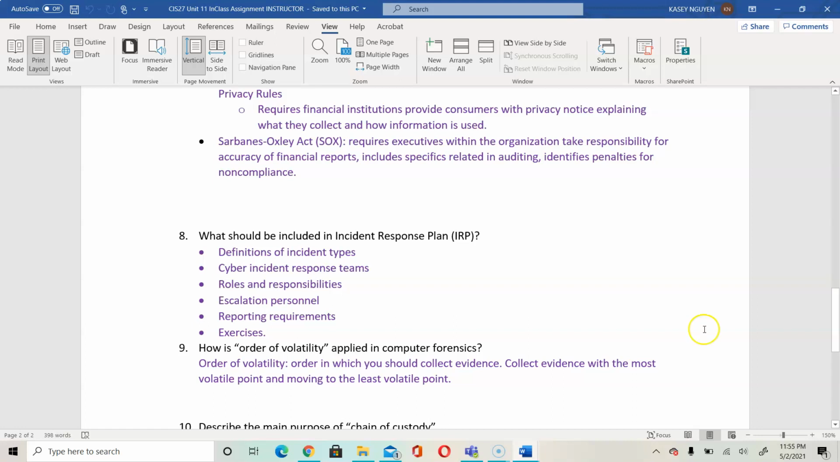And if you're interested in computer forensics, there is a class in the fall. It's called CIS27A. This class teaches specifically computer forensics, and there are certifications that relate to computer forensics.